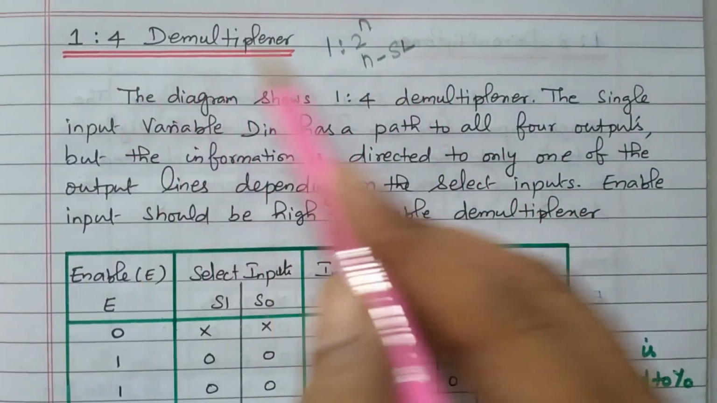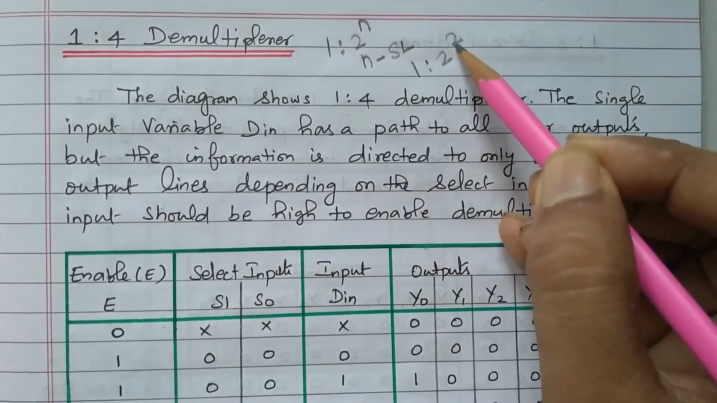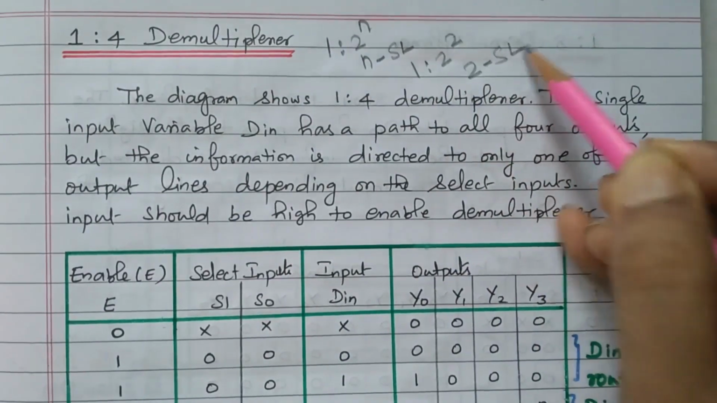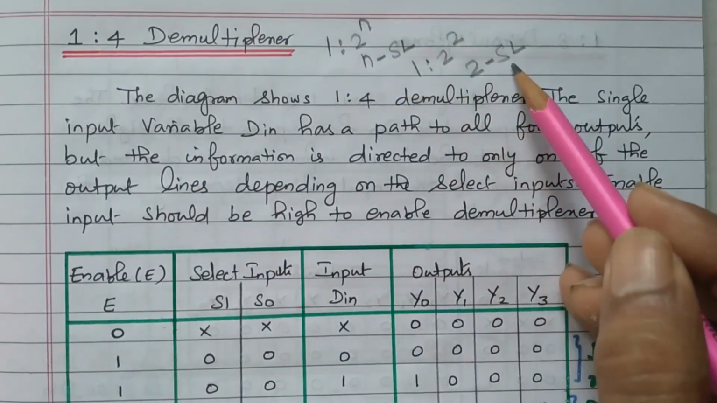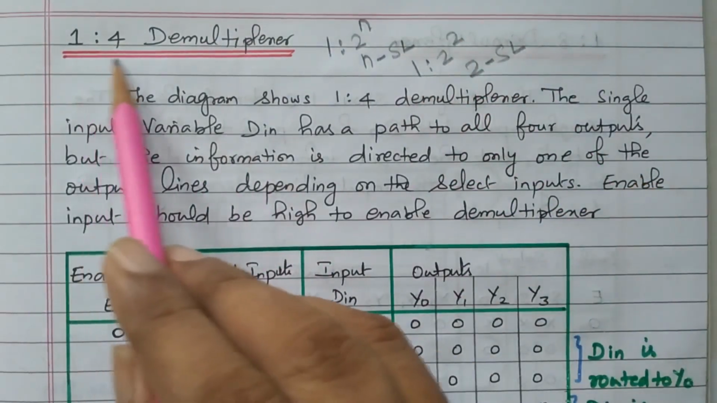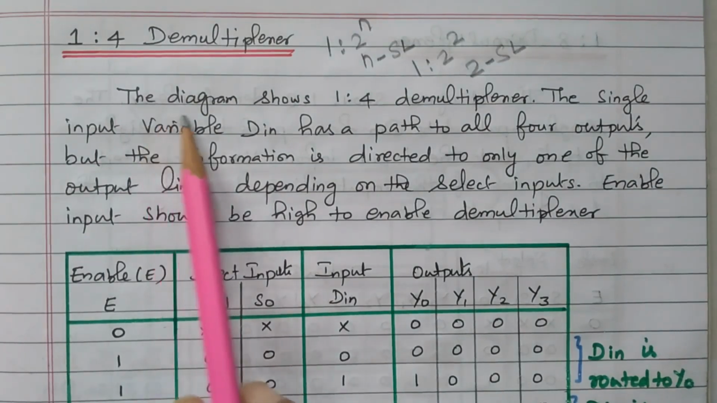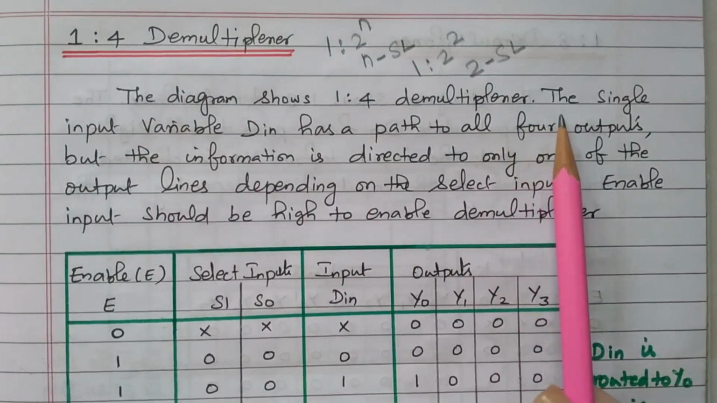So here 1:4 means it is 1:2 to the power 2, n equal to 2 here, right? So that we have two selection lines. One input, 2 to the power 2 means 4 outputs, and two selection lines are available in the 1:4 demultiplexer, right? Now we'll see the diagram of the 1:4 demultiplexer. We'll see the diagram later.